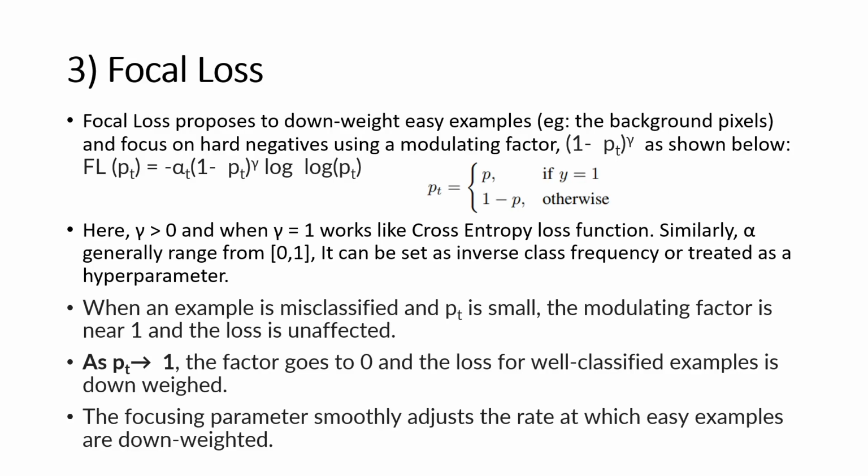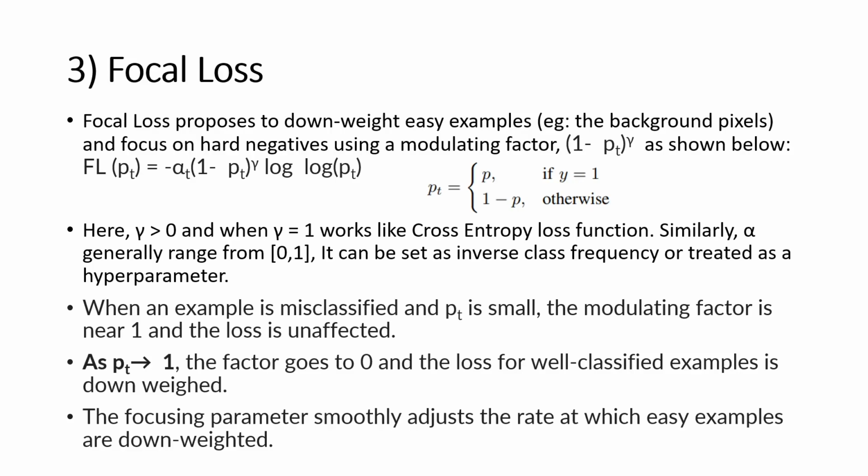We can notice that if we set gamma equal to 1, this basically works like the cross entropy loss function. Similarly, alpha ranges from 0 to 1 and it can be set as the inverse of class frequency or as a hyperparameter. Setting this as the inverse of class frequency helps us because then the class that has many more pixels in it, like maybe the background, can have less contribution to the loss as they're easily classifiable.